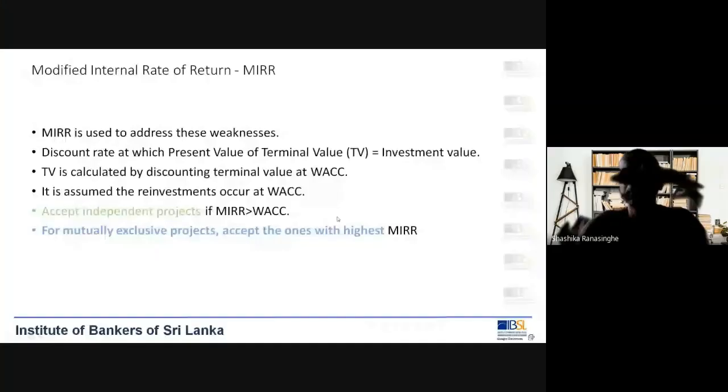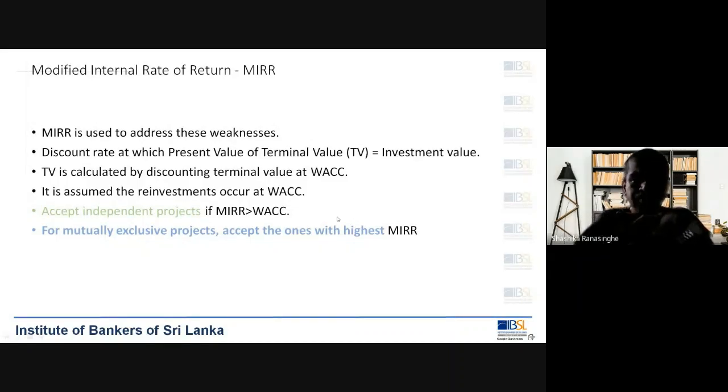Okay, so we stopped at modified internal rate of return. We discussed multiple discount rates when you're using IRR. Under the IRR concept, if you have non-normal cash flows, you will end up with multiple IRRs, which is a drawback of IRR. Now to address that issue of ending up with multiple IRRs, we have what we call modified internal rate of return, MIRR. So let's go through this.